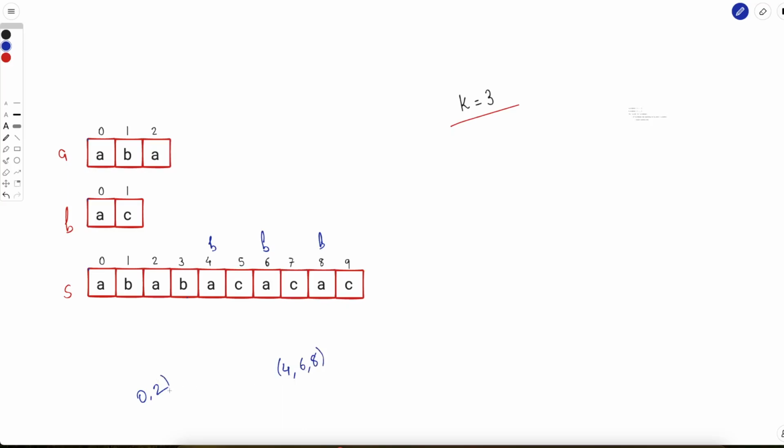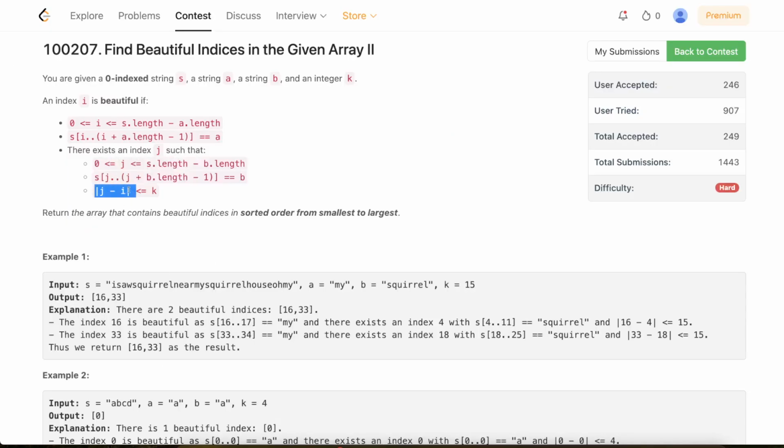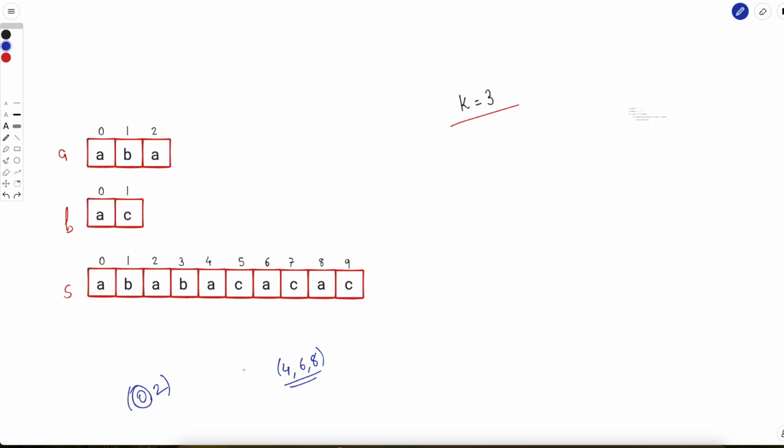Now what is the criteria? The criteria is that for 0 to be beautiful, there should be a matching within the range of k, right? So either plus k or minus k, because there is modulus, right? So there should be a matching index B between -3 and +3, right? So does B exist in any of these indexes? The answer is no, because B doesn't exist between +3 and -3. 0 is not a beautiful index.